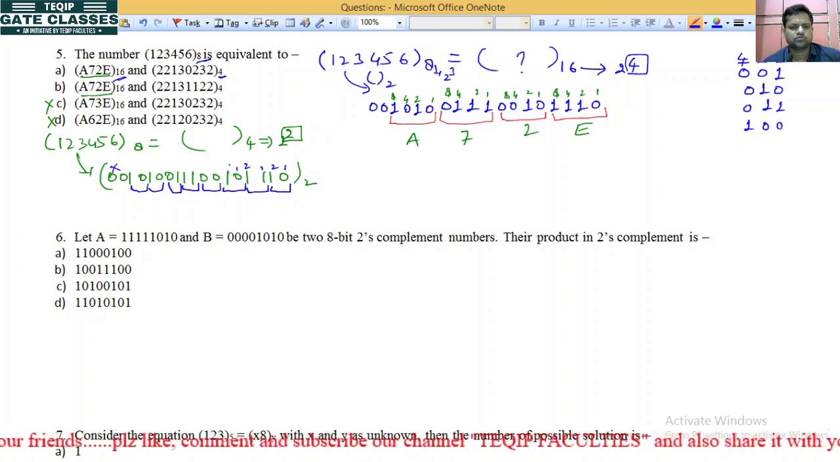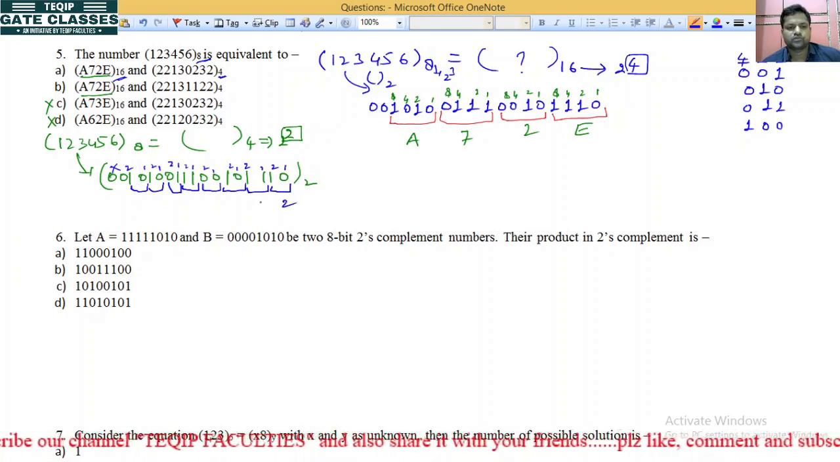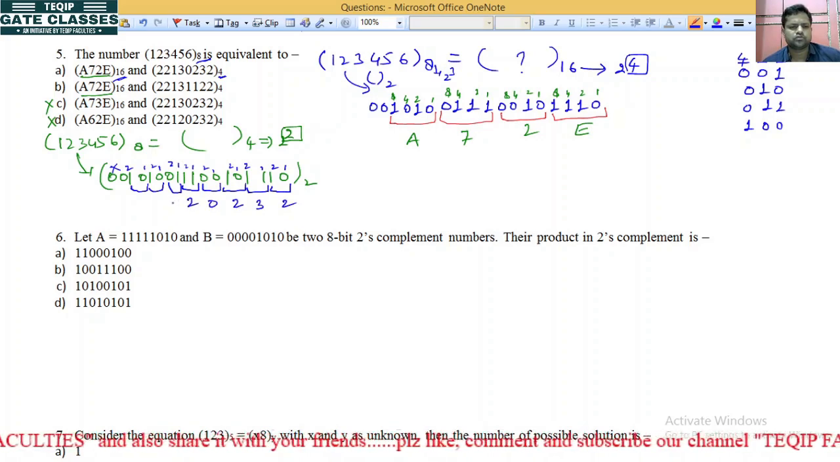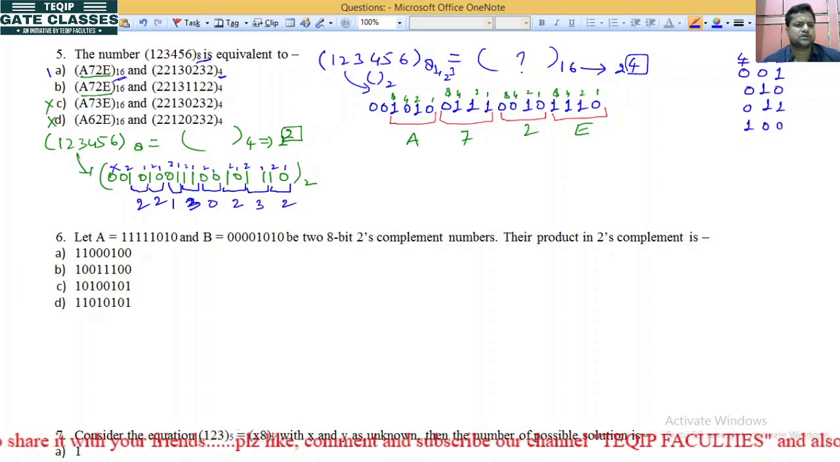1 2, 1 2, 1 2, 1 2. It will be 2, will be 3, will be 2, 0, 2, 1. Okay, then this is 2, it is 2, 2, 2, 1, it is 3, because 1 1, so 2 plus 1 is 3. 2 2 1 3 0 2 3 2. Which option? First option is.